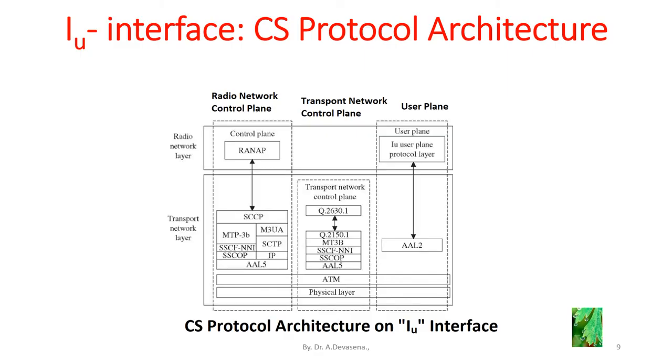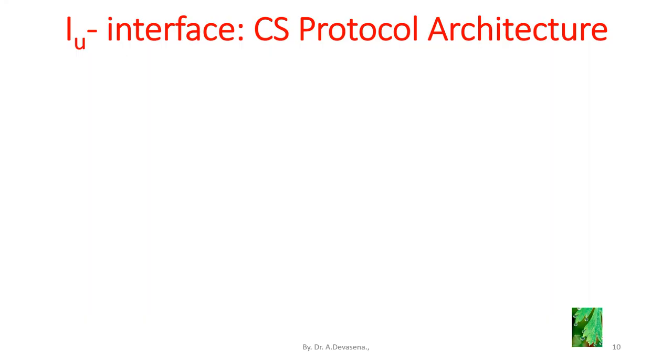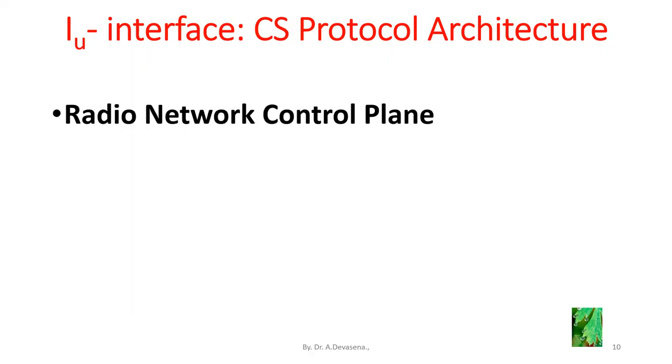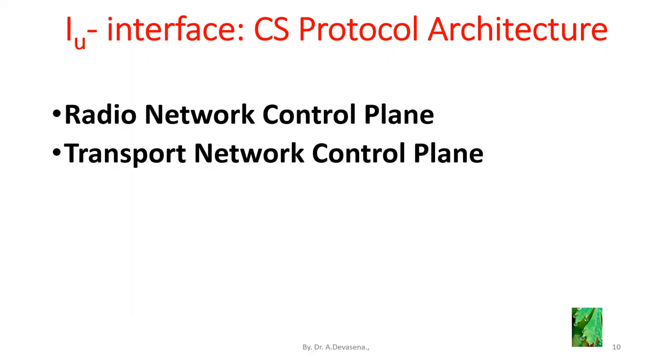Let us see the plane details individually in further slides. CS protocol architecture comprises of three planes. They are radio network control plane, transport network control plane, and user plane. In the further slides, we are going to discuss about these three planes in detail.